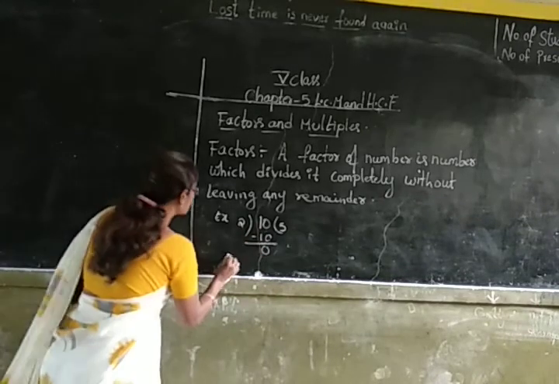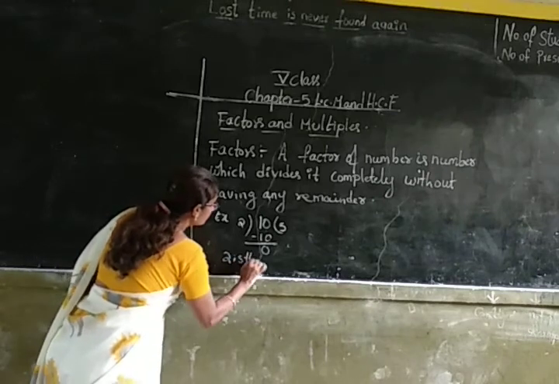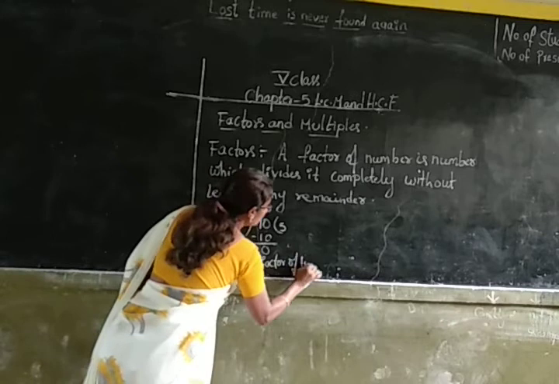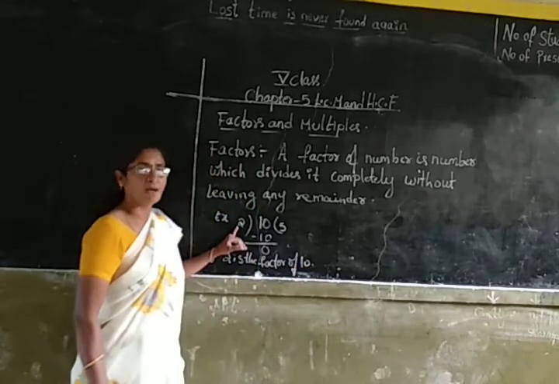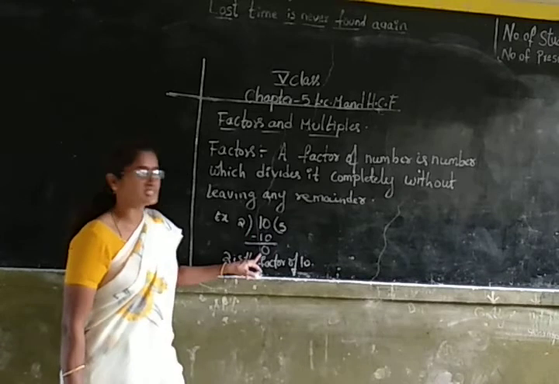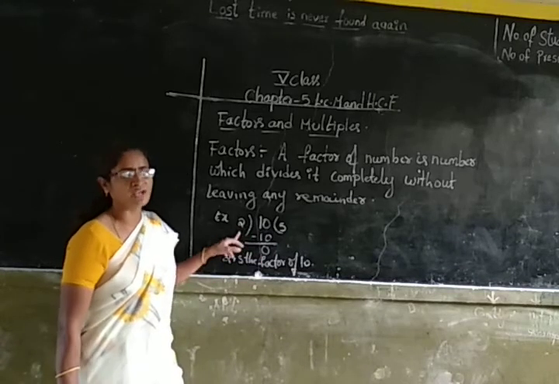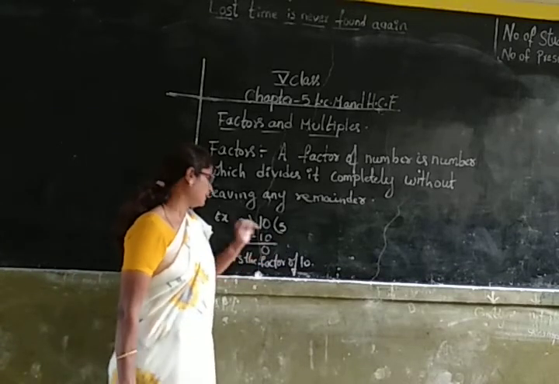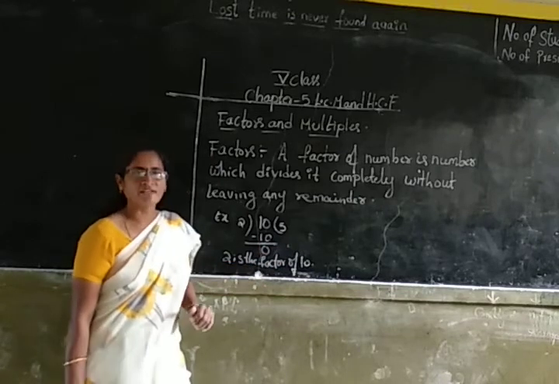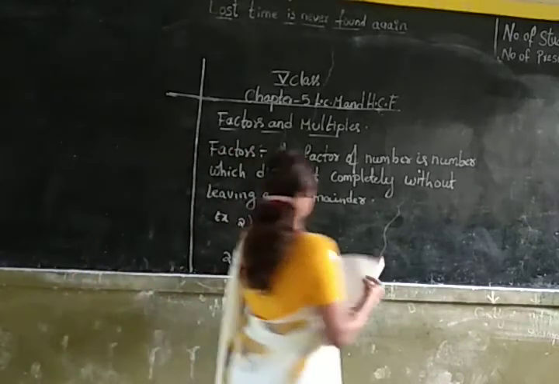So 2 is the factor of 10. Why children? 2 has completely divided 10. Why has it completely divided 10? Because here we got the remainder as 0. So 2 has completely divided 10. So here 2 is the factor of 10.